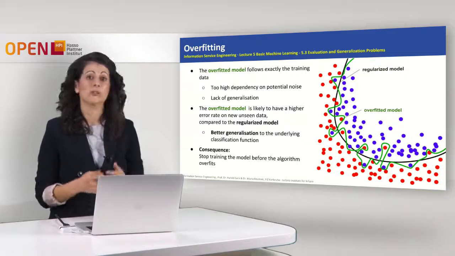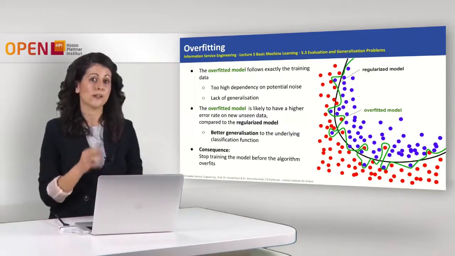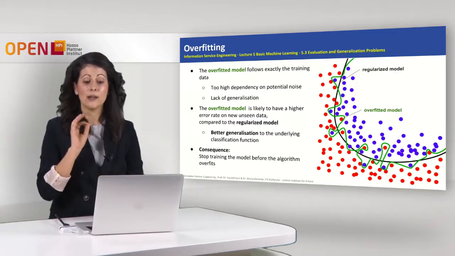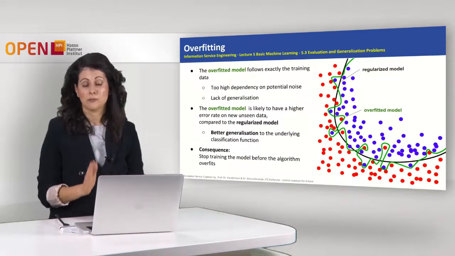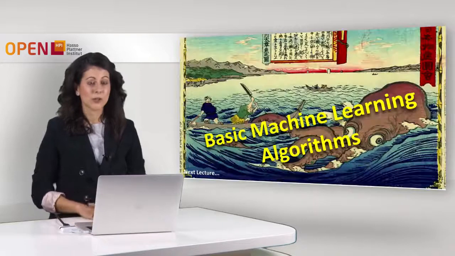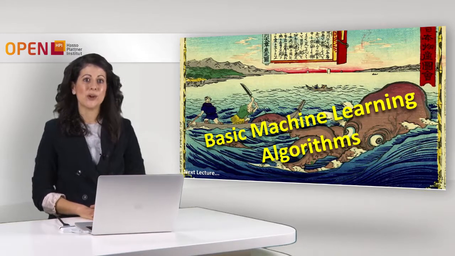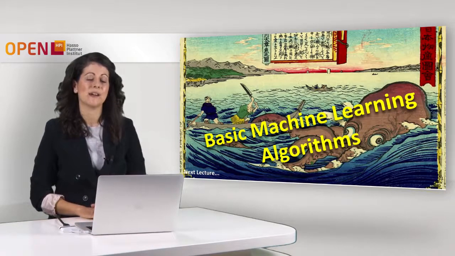is never a good strategy or policy. You might have the perfect results for that moment, but with slightly different data, the algorithm will not perform that well. So, in the next part of this lecture, we are going to talk about basic machine learning algorithms.